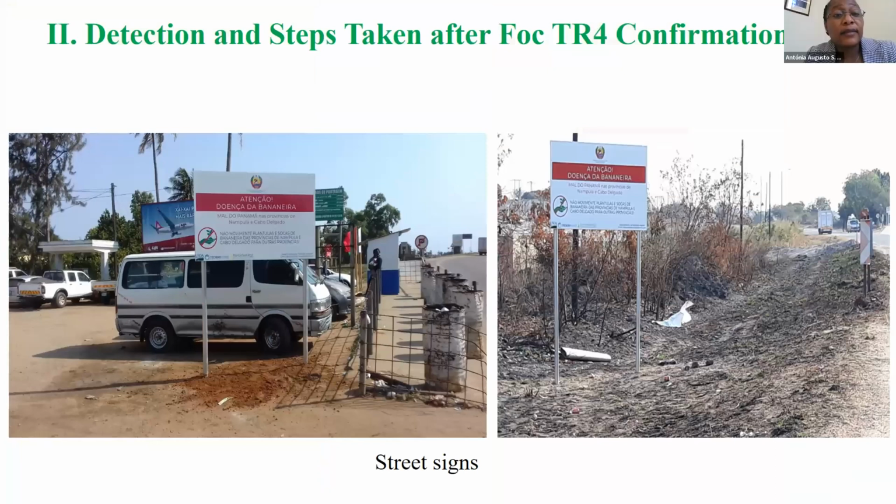Street signs. The sign is in Portuguese. On the plaque, we can see: attention, banana disease, Panama disease in Nampula and Cabo Delgado province. Don't move propagation materials from the infected areas to free areas.